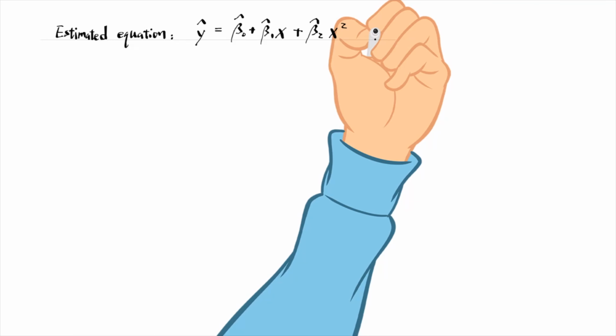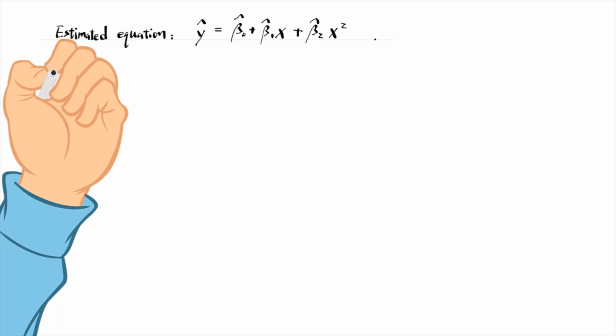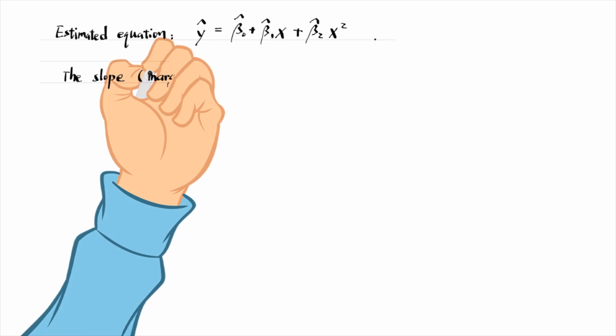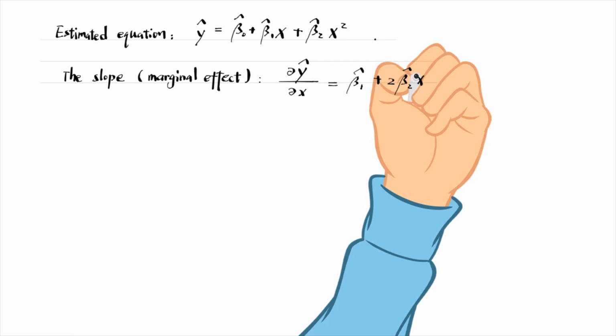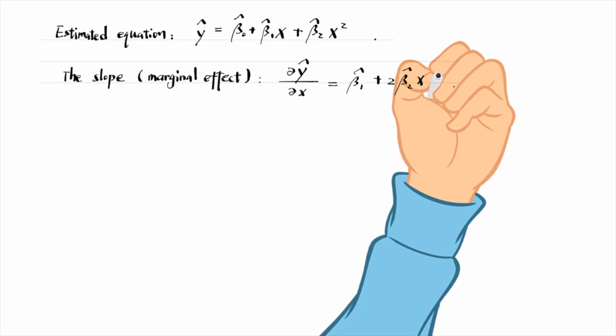It captures an increasing or decreasing marginal effect of x on y hat. The marginal effect equals the slope of the fitted curve. It equals beta 1 hat plus 2 times beta 2 hat times x. It is a function of x. It means the marginal effect of x on y is not a constant, and it changes with x.